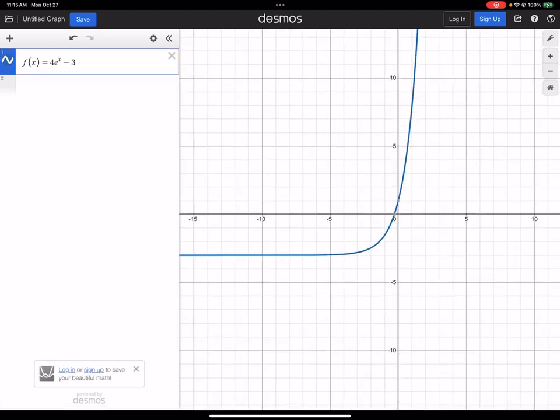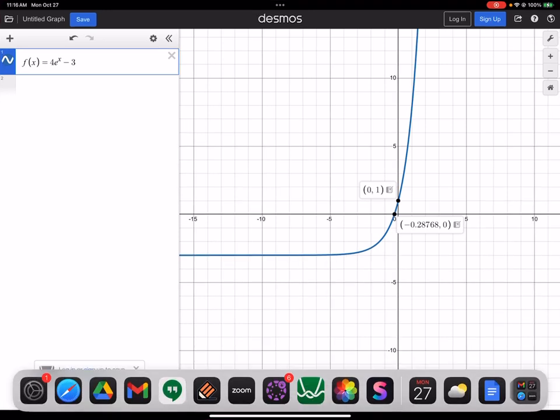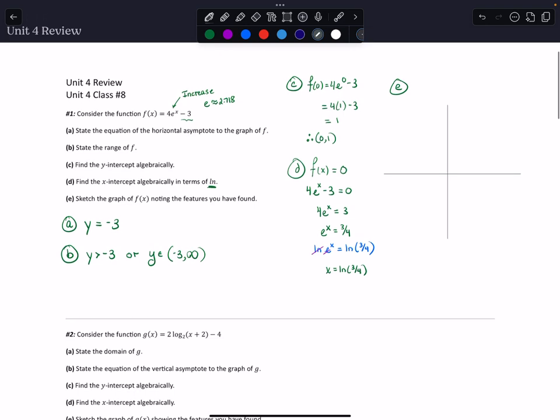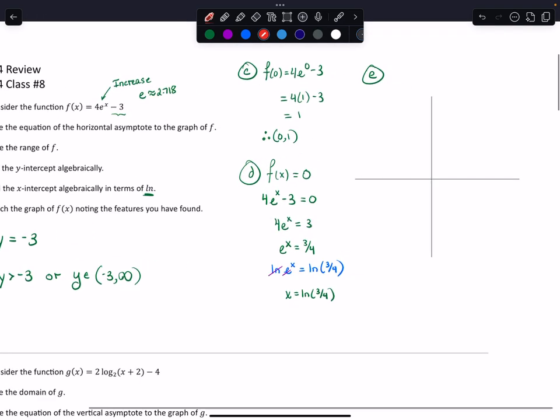So again, it shouldn't look much different than a lot of other exponential functions. By the way, that's that negative 0.287. That's ln of 3/4 there. So I just have to put that all together. And the key features I have already determined from doing some algebra or analyzing the function's equation. So I like to put my horizontal asymptote first. So drawing my dashed line here. And of course, you should label it. So it's y equals -3.